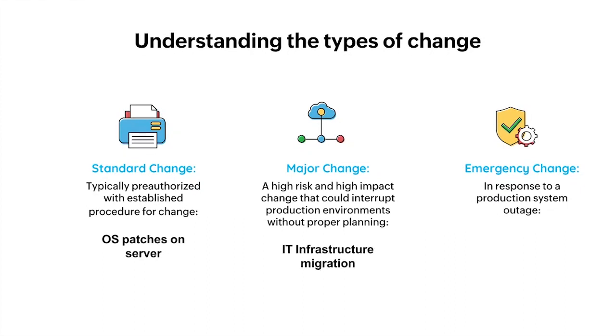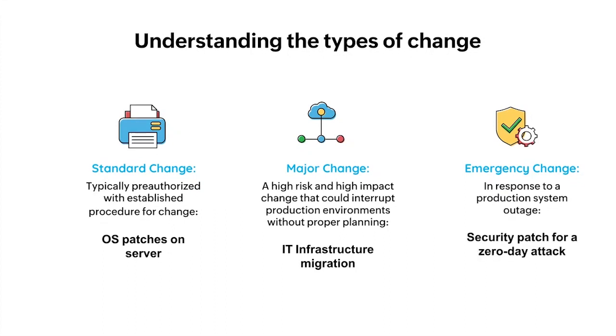The next one is a major change. These are your high risk and high impact changes, like the one that Zilker is currently trying to implement, like an IT infrastructure migration. These changes require multiple levels of approvals, because this is very high risk and can have huge business impact for your organization. So there needs to be multiple levels of approvals, and you need to incorporate various automations to ensure that this change is properly implemented.